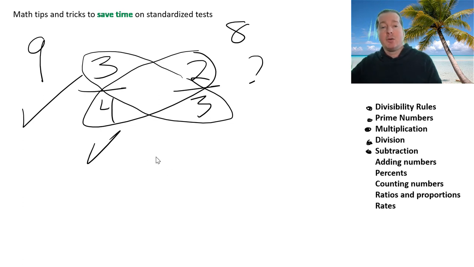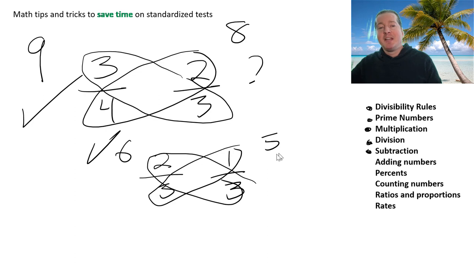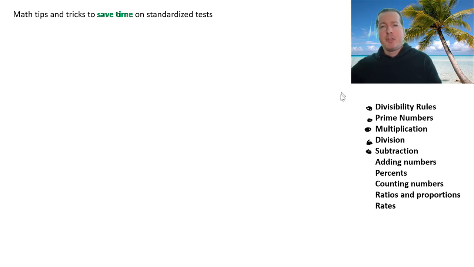Let's take, how about 2/5 versus 1/3? Which one is bigger? Well, 2 times 3 is 6, and 1 times 5, that's what I meant to say, is 5. So 2/5 is bigger. So those are a few tips on subtraction.